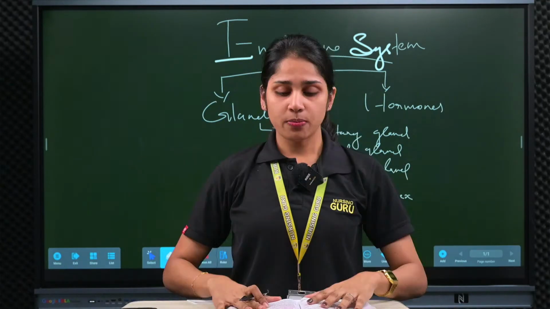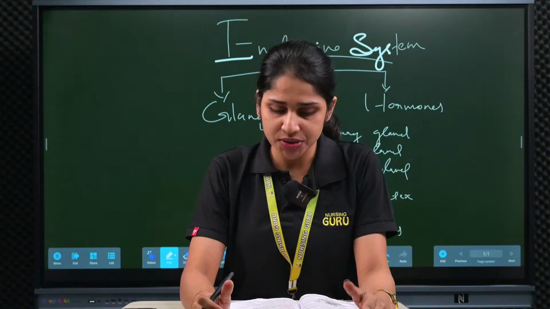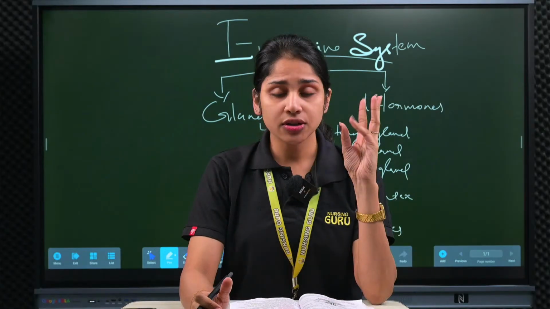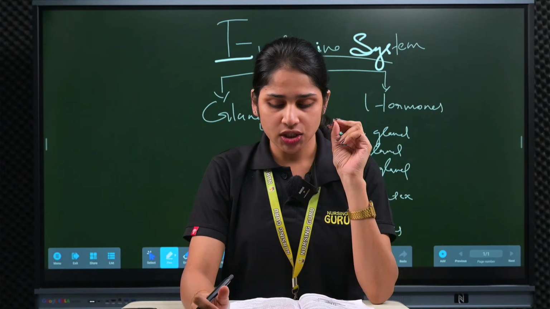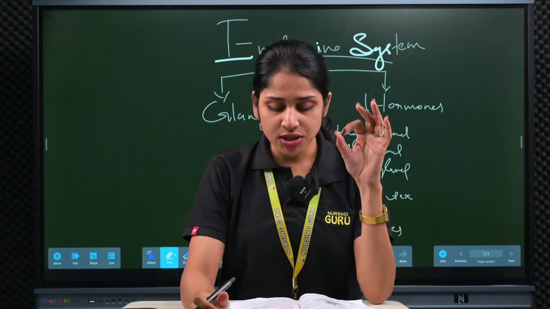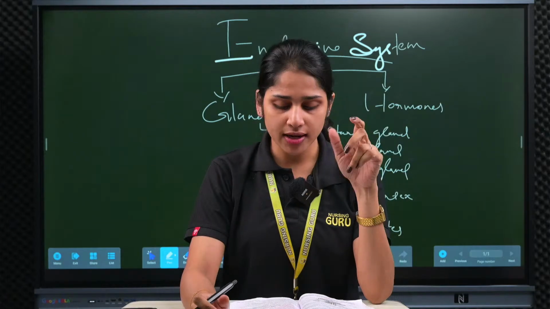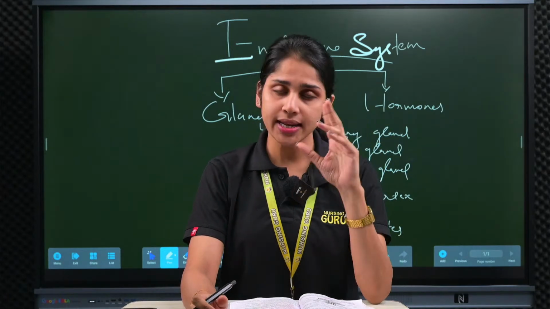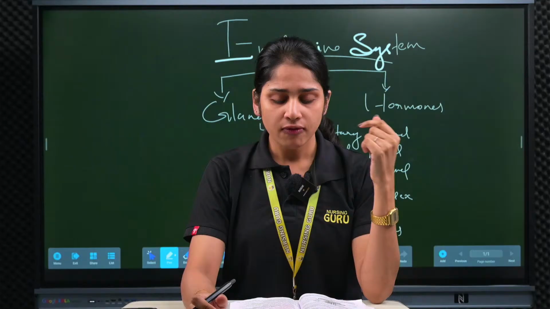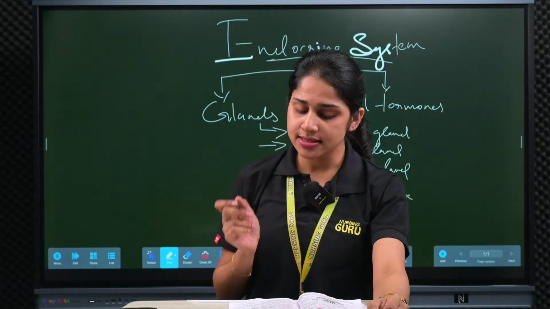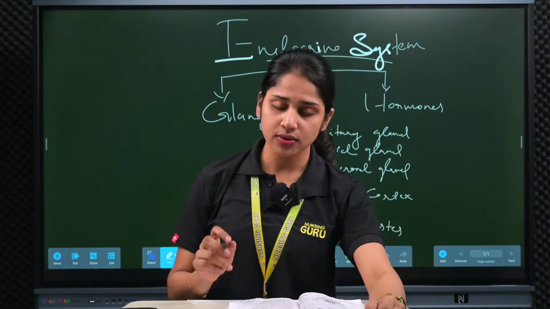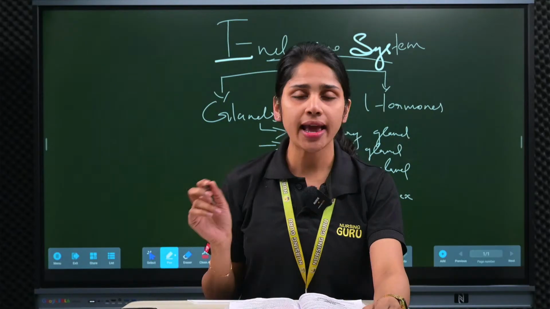The main hormones secreted in the anterior pituitary are growth hormone, short form GH, thyroid stimulating hormone TSH, adrenocorticotropic hormone, prolactin, and gonadotropins. Gonadotropin is again divided into follicle stimulating hormone and luteinizing hormone. Next, melanocyte stimulating hormone. So these all are the hormones which are secreted in the anterior pituitary.